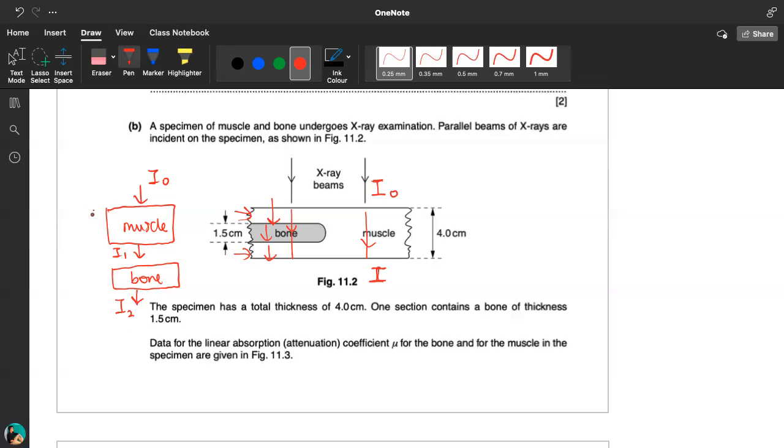Okay, length: this one, the muscle, is 4 minus the bone 1.5, so this is 2.5 cm. And then this one is 1.5 cm.